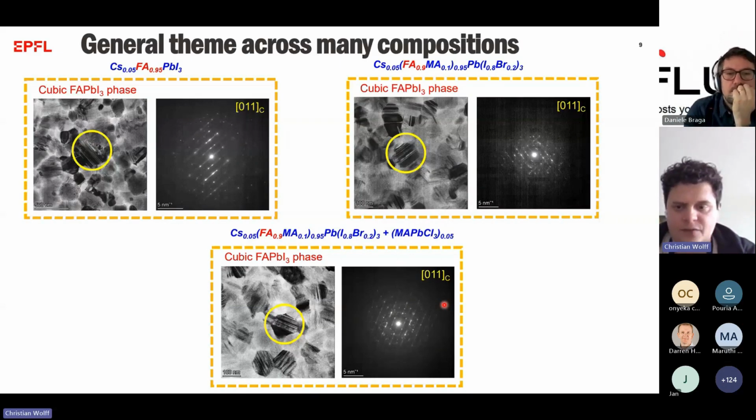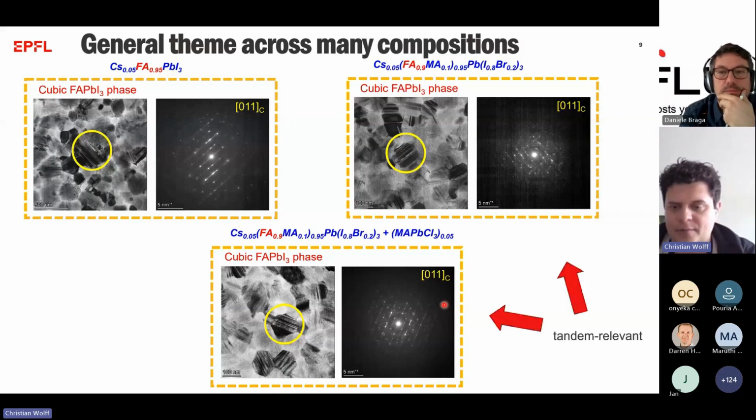All right. So the reason why I'm mentioning this is that this is not an exclusive thing for our study, but it is also important for other absorbers, in particular the ones that are maybe a bit more tandem relevant than the too low band gap cesium-FA system that I mentioned just now.